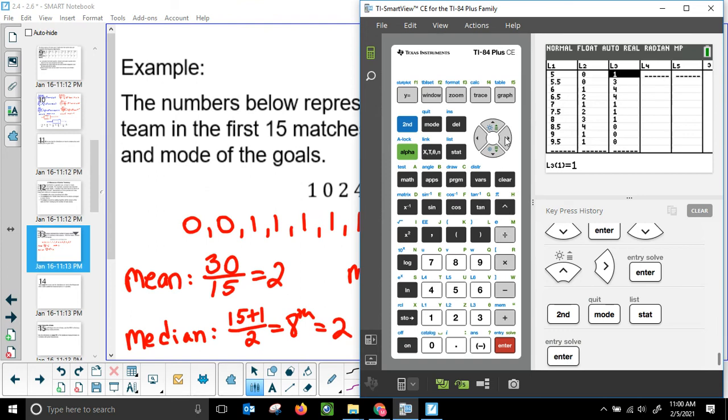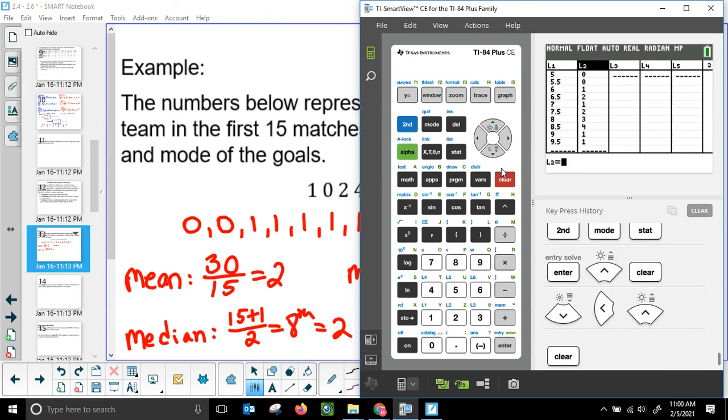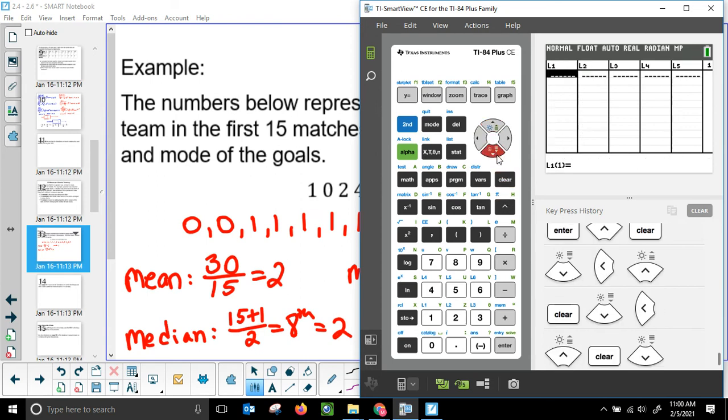To clear out a whole list, you go up to the top. Do not hit delete. If you hit delete, you'll delete the whole L3 and it'll no longer be there. What you want to do is hit clear, and then when you come back down, it clears that list out. So go up to L2, clear, bam. Up to L1, clear, bam.